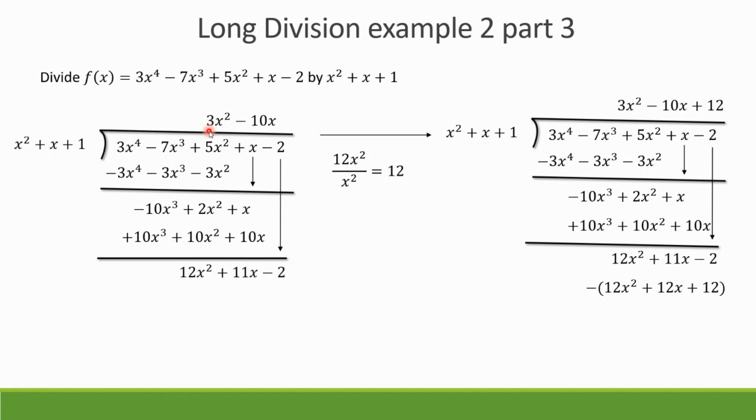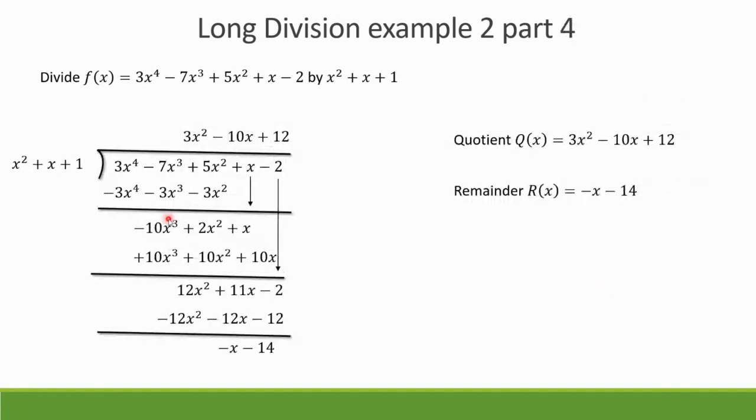So what do we do next? Well, we have to repeat the process. This is our new dividend, so to say. So we do 12x squared over x squared, which is 12. So what happens? The 12 goes over its like term, which is negative 2, I guess. And we do the same thing. We multiply 12 times this, the divisor, and that product we subtract. We're subtracting it. And of course, when you subtract, just like before, you have to distribute that minus sign. And so from there, we get this, as you can see.